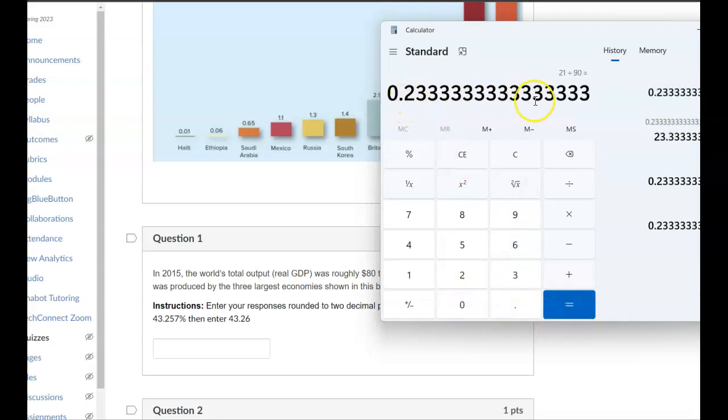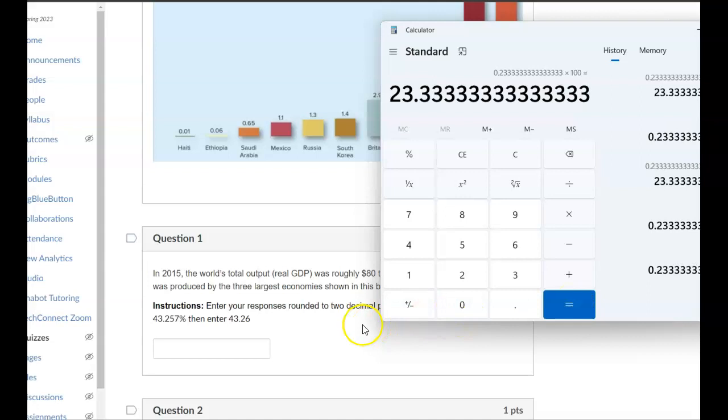And this gives you the percentage in decimal form. Well, I want you to input this in percentage form, and the way you do that is you simply multiply that by 100. And then I want you to round to the 100ths right here, 2 decimal places. And so basically what I want you to do is take 2 decimal places. So you would enter 2.33.